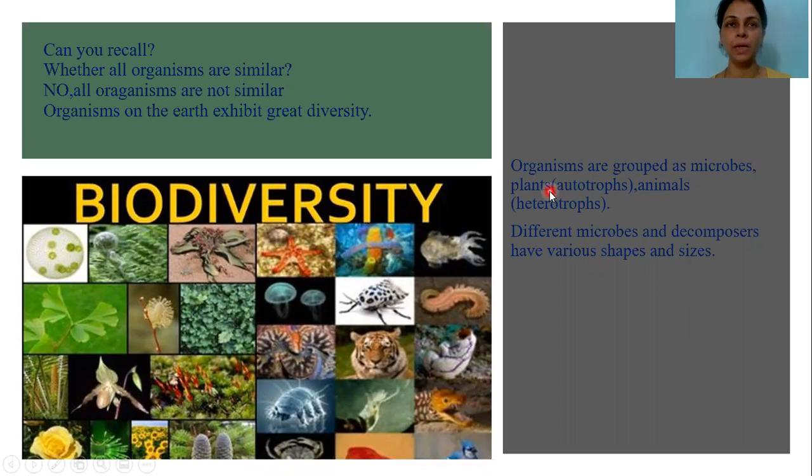And when I consider plants, you say they are autotrophs. अभी autotrophs का मतलब क्या है? They can prepare their own food. Heterotrophs, we all animals, we depend on the plants for the food. So we are heterotrophs. Various microbes and decomposers also exhibit in nature and show various shapes and sizes.